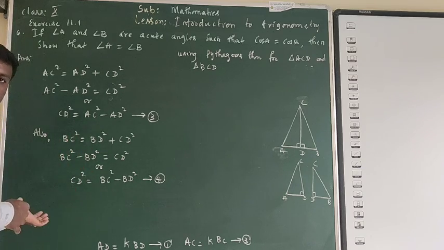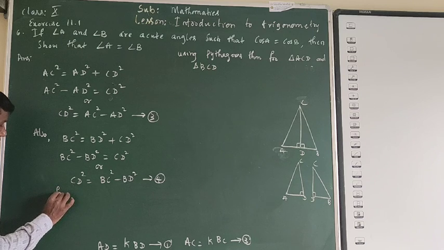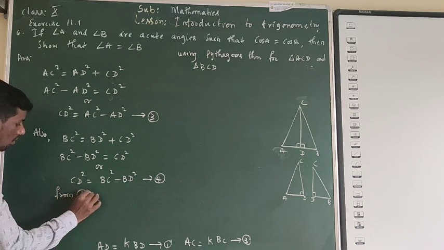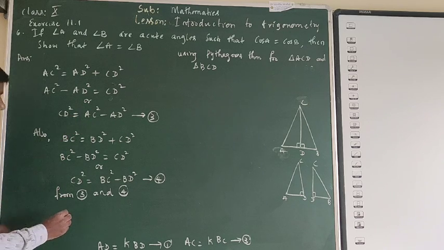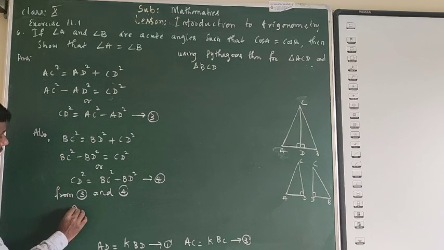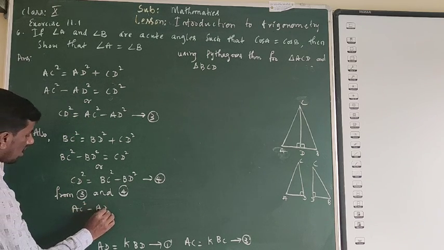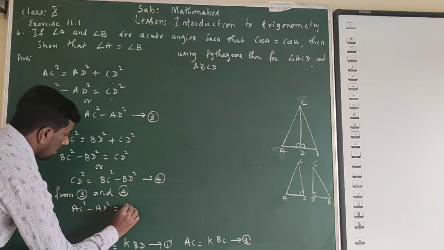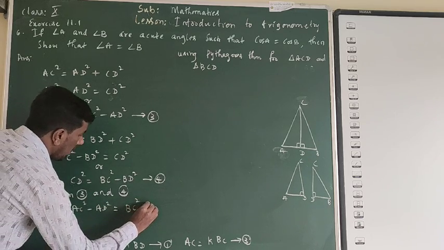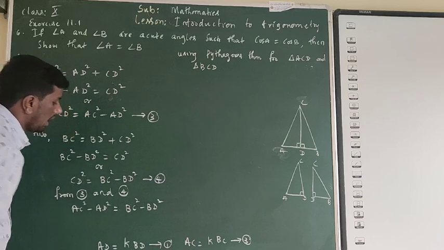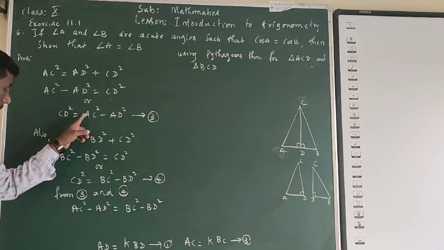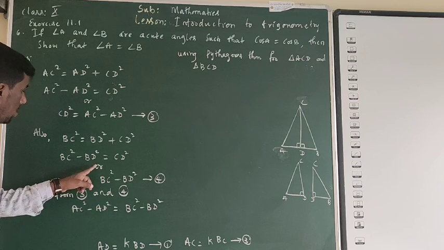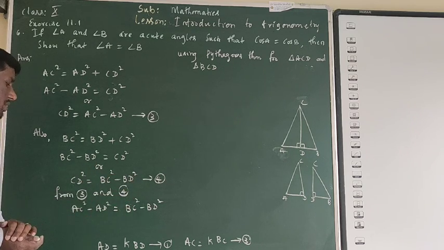Right? So if LHS are equal, RHS must be equal, right? So from 3 and 4, we know that AC square minus AD square is equal to BC square minus BD square. Since LHS are equal in 3 and 4, RHS must be equal. AC square minus AD square is equal to BC square minus BD square.